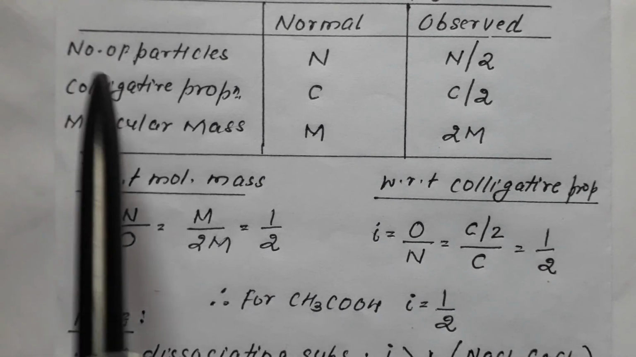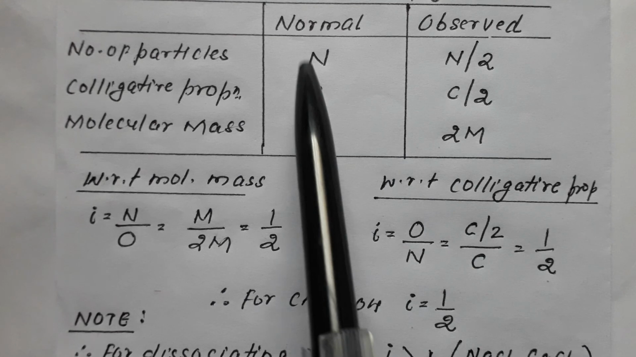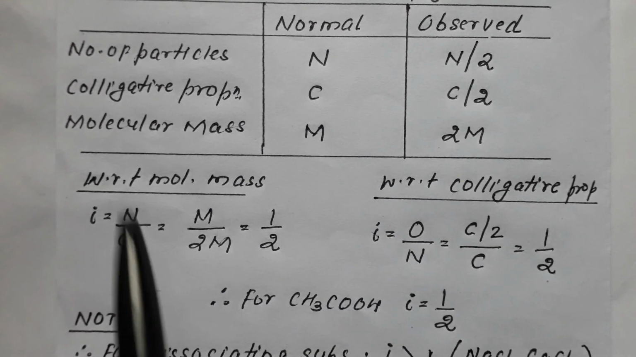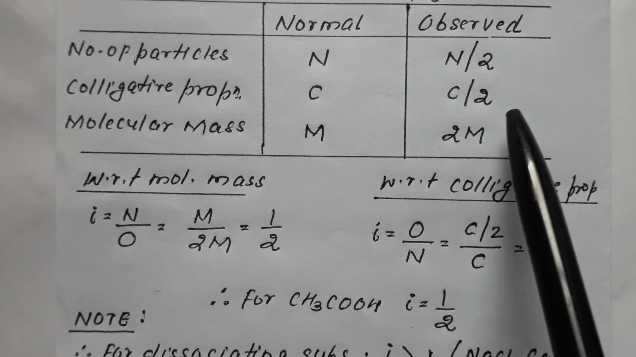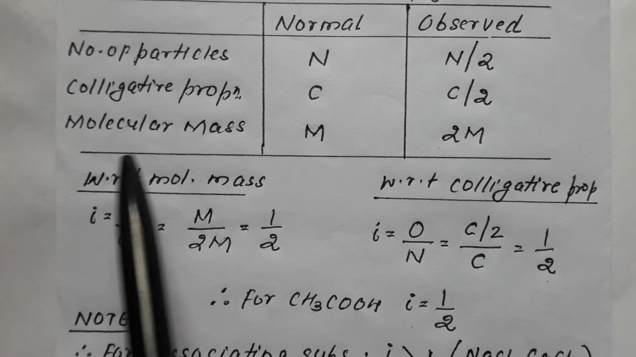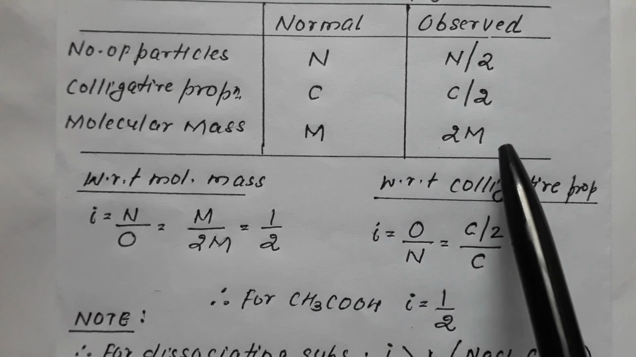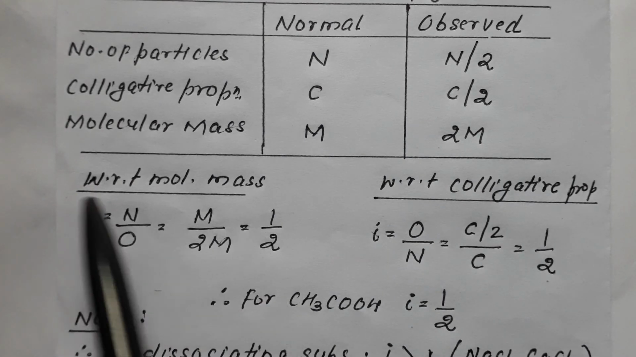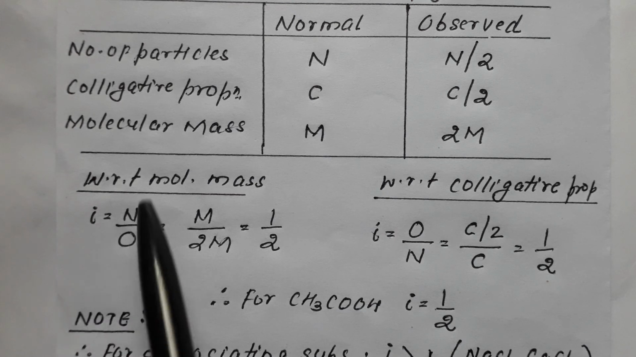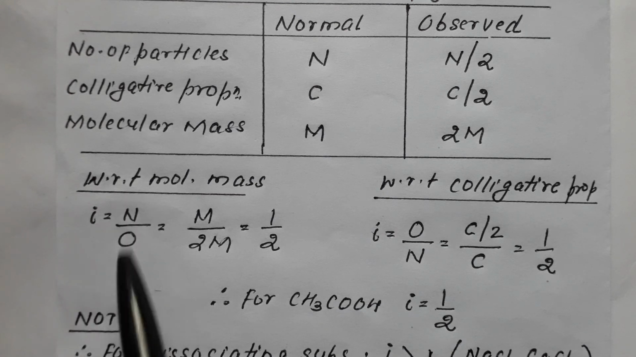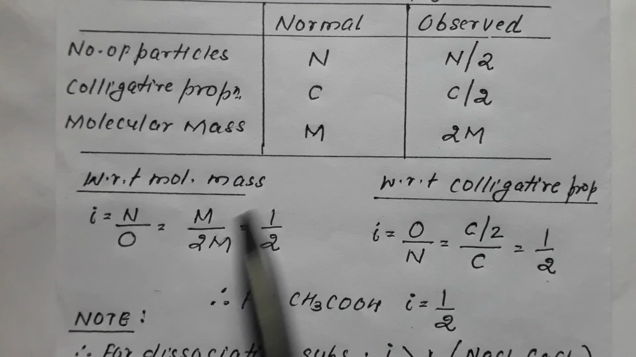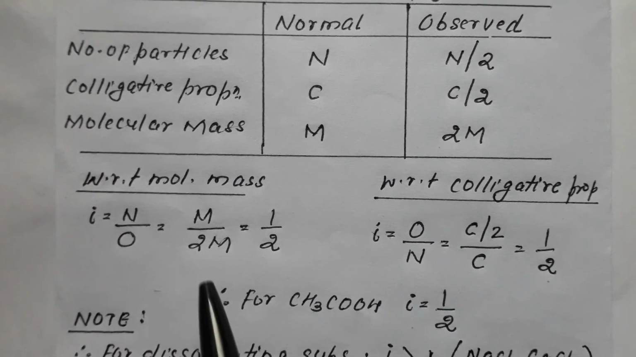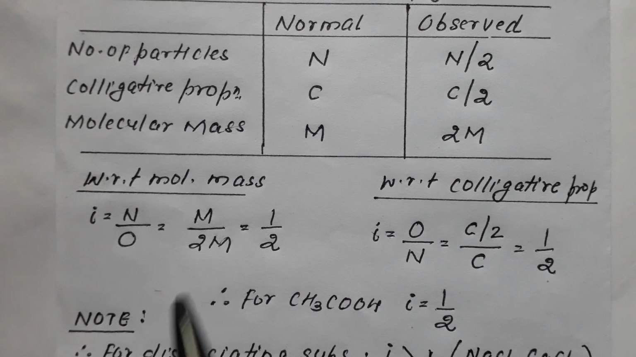I said that if the number of particles should be n, because of association it will become half. The colligative property C will become half. If the colligative property becomes half, then the molecular mass, which should be m, will come to be 2m. So if I apply the Van 't Hoff factor, i is equal to N by O with respect to molecular weight. The normal molecular weight is m, the observed molecular weight is 2m. Therefore, i comes to be 1 by 2.